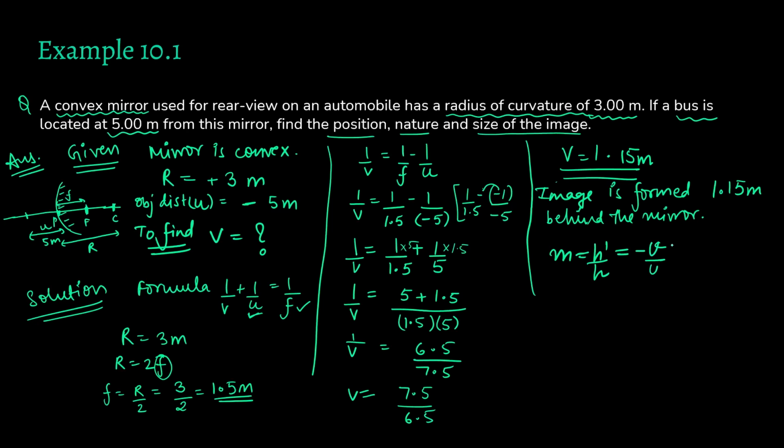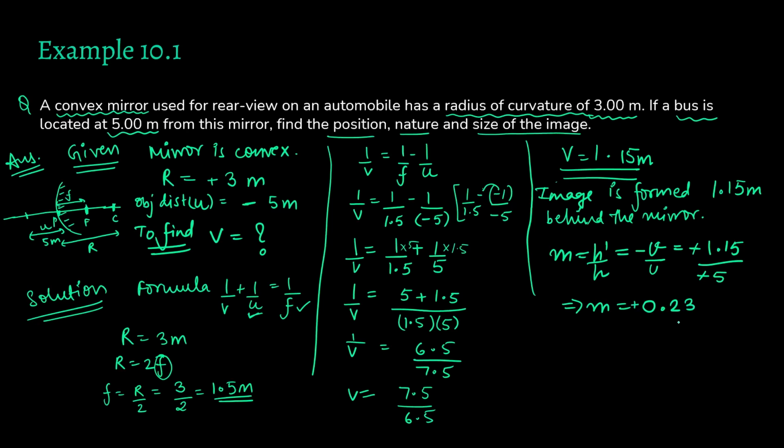Okay. So here, we put the minus sign. What is V? Our V is 1.15. And what is U? Our U was minus 5. So when you solve this, this minus and minus cancel out. So that means our M is equal to, when you solve this, you will get 0.23. So now what is the sign of M? Sign is positive.